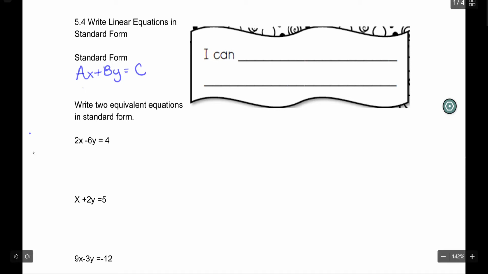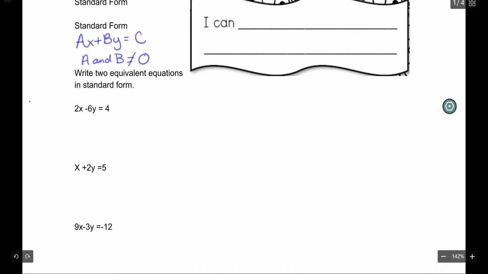So a and b can't equal 0. Now, two equivalent equations in standard form. They're already written in standard form. Equivalent means that they're just equal to it. So we could either multiply or divide. And what I mean by divide, that's your simplifying.